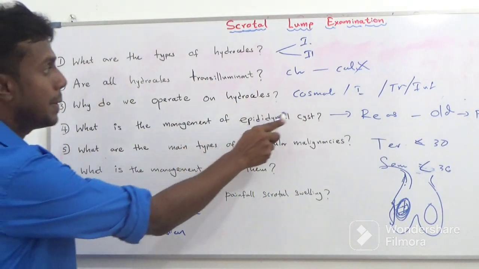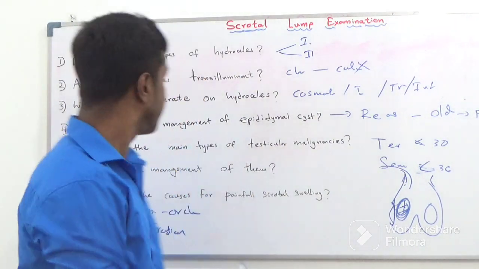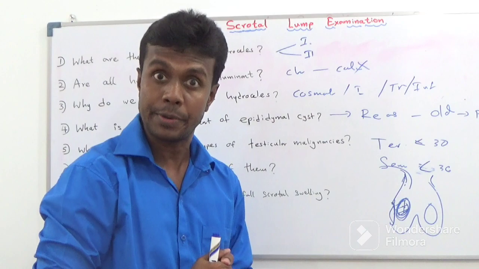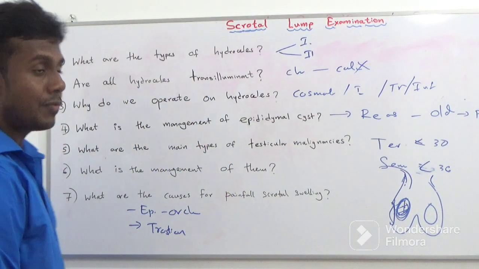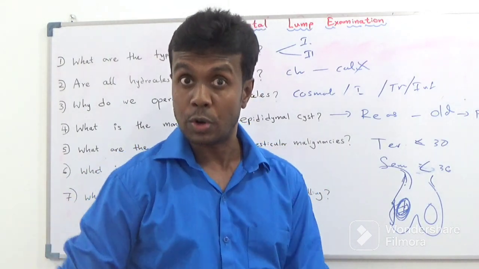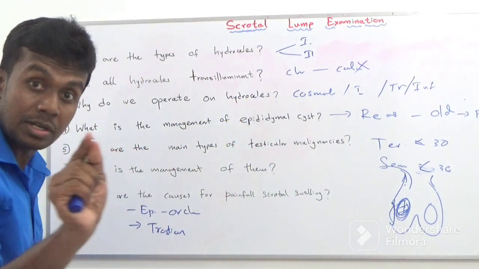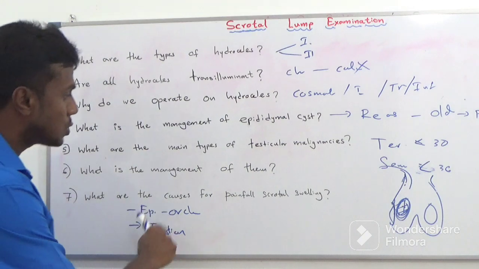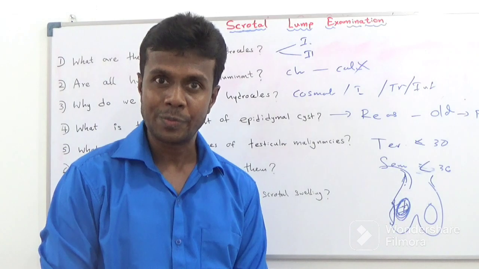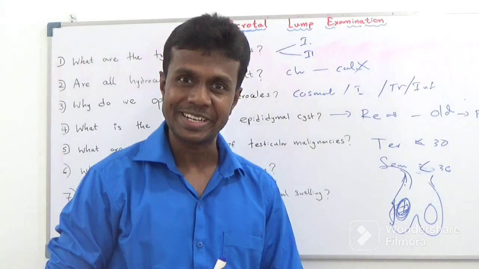What is the management of epididymal cyst? Young age, it is reassurance. Old age, you can operate. Next one, what are the main types of testicular malignancies? Teratoma and seminoma. What is the management of them? The high inguinal approach. You are not going to cut the scrotum because of the risk of skin contamination with malignant cells. Next one, what are the causes of painful scrotal swelling? Epididymo-orchitis or torsion of the testis. That is all regarding the scrotal examination. Thank you very much.